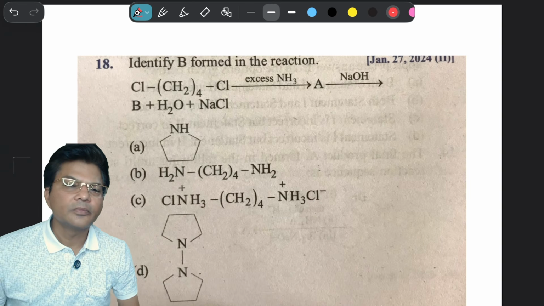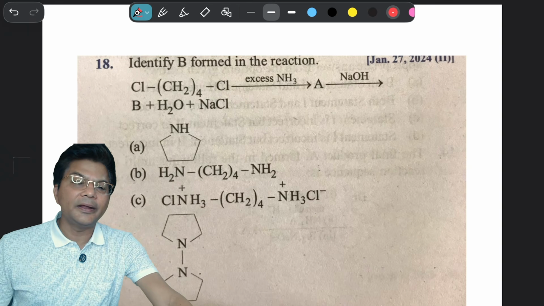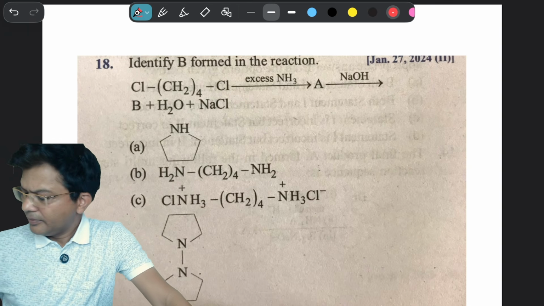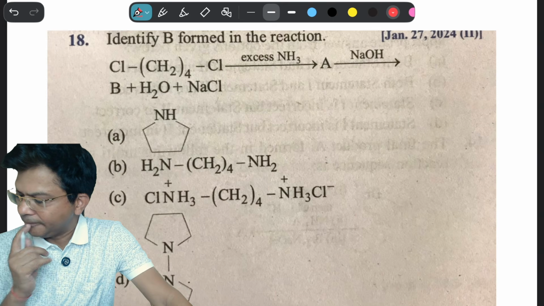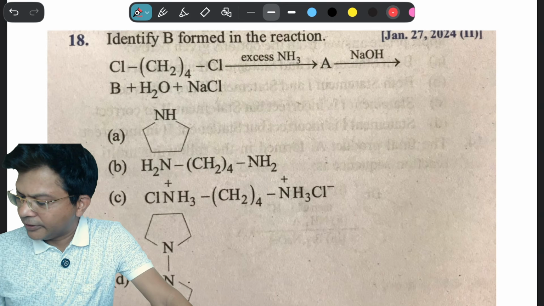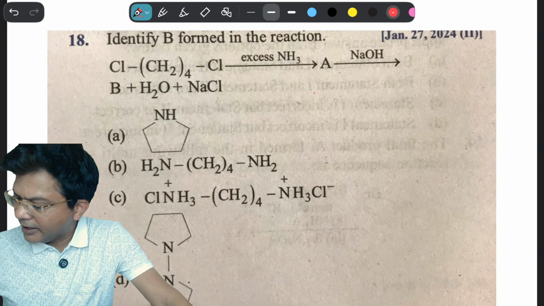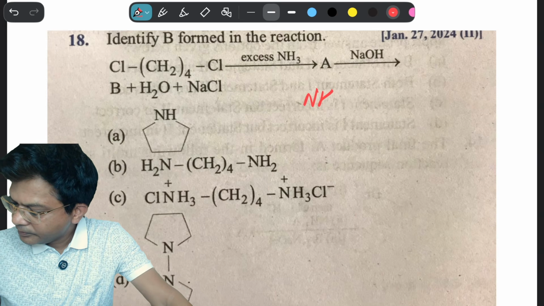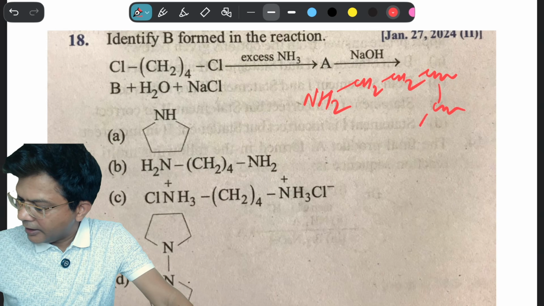Next question. 18th question. Identify B formed in the reaction. Excess of ammonia and NaOH. Brother, what to do? Looking very tough. I can't do it, but I will try. Ammonia is reacting in place of Cl. I will get NH2, CH2, CH2, CH2, and CH2 and NH2.